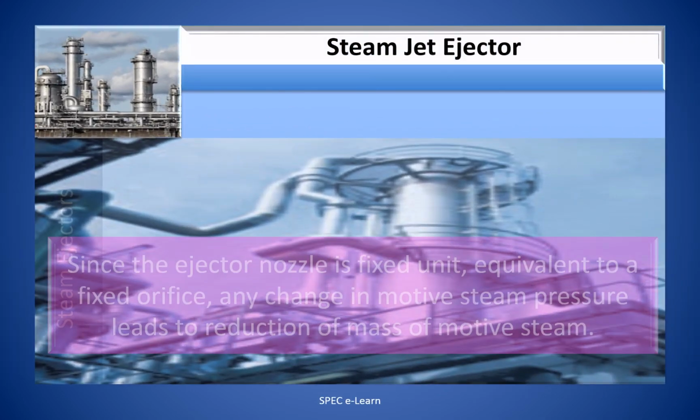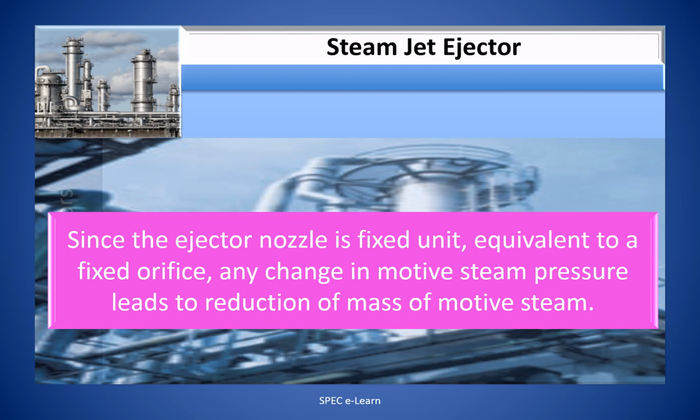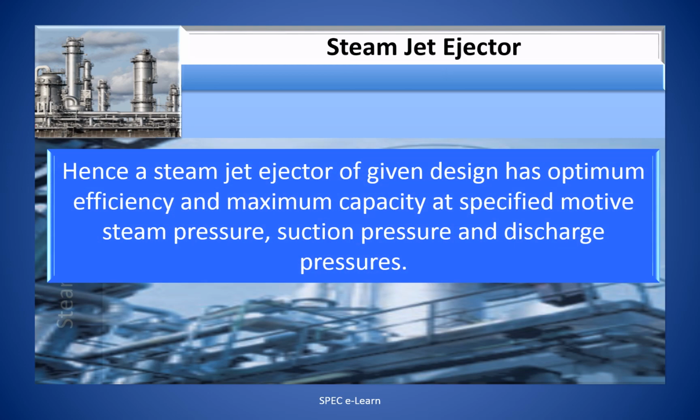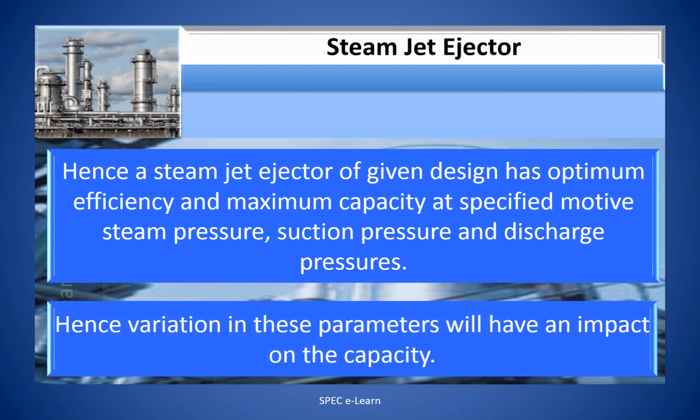Since the ejector nozzle is a fixed unit equivalent to a fixed orifice, any change in motive steam pressure leads to reduction of mass of motive steam. Hence, a steam jet ejector of a given design has optimum efficiency and maximum capacity at specified motive steam pressure, suction pressure and discharge pressures. Hence, variation in these parameters will have an impact on the capacity of the ejector.